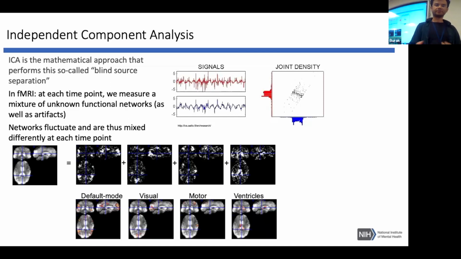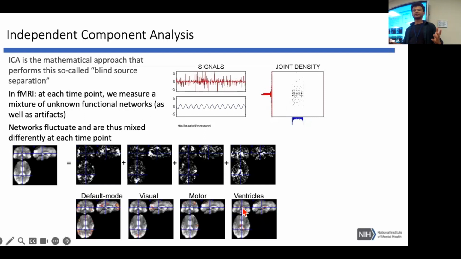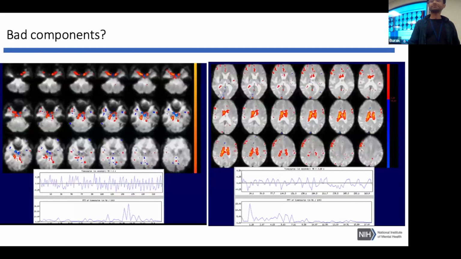So you need to know with the prior information. For instance, the last one here, this ventricle: are there any neurons around the ventricle? It's just CSF, so that's probably an artifact. That's how you do it, especially if you don't have a task, a resting state.